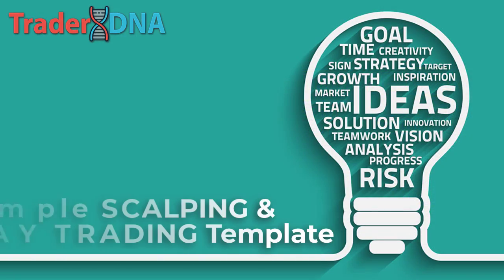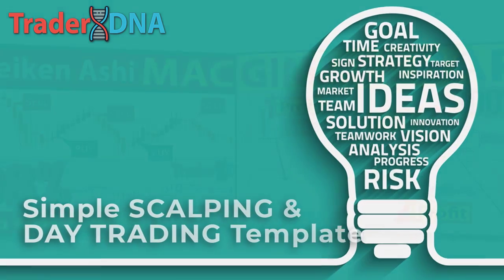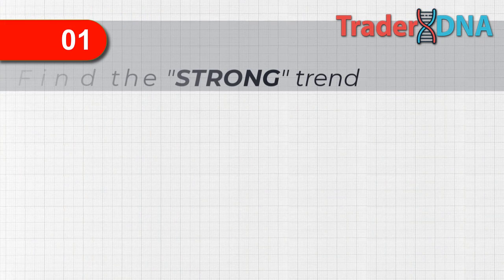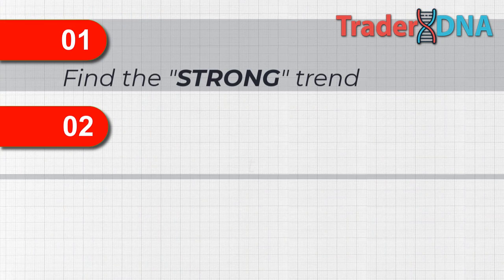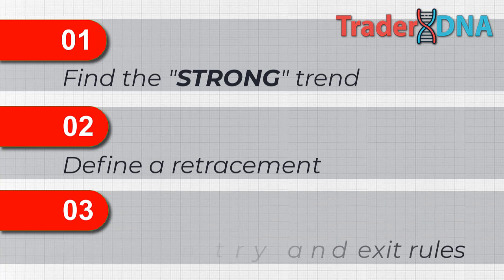Simple scalping and day trading template for trend pullbacks. This is a basic template. First, find the strong trend. Second, define a retracement. Third, establish your entry and exit rules.